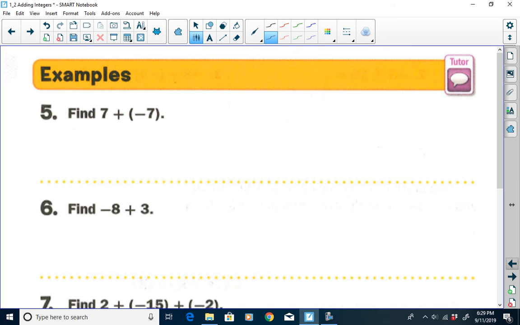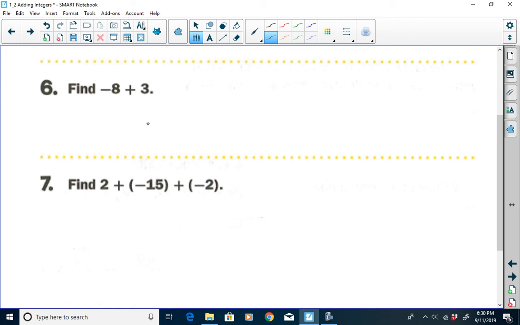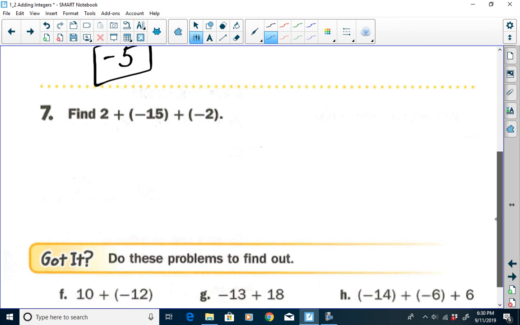Okay? Let's try a few more examples. Positive 7 and negative 7, they're opposites. That's going to be 0. We have negative 8 and 3. Once again, I'm adding opposites, so I subtract. That's going to give me 5, but I have more negative than I do positive. It's going to be negative 5 for the sum.